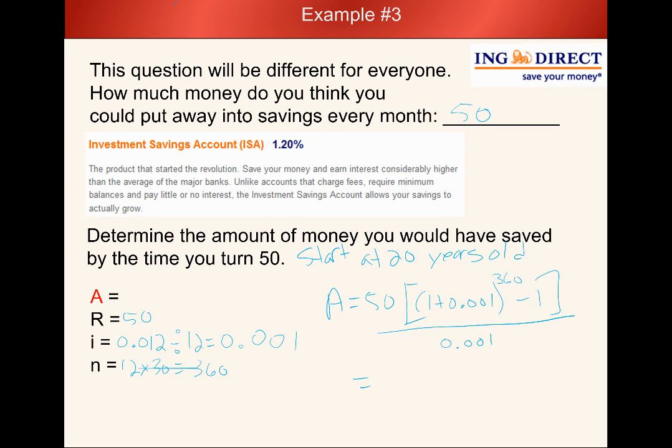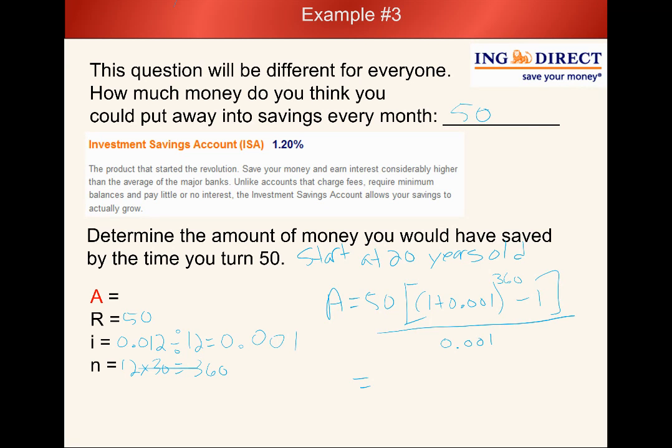So let's see how much money I would have had at 50 if I started then. I'm 41 years old now, so it's a little late to start this process. I wish I would have put this much away. So I went 1 plus 0.001, which is, of course, 1.001, to the power of 360. Gives me 1.433 and a bunch of other stuff.